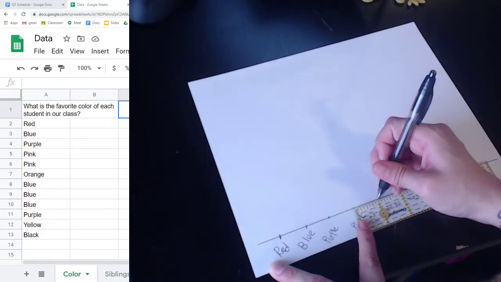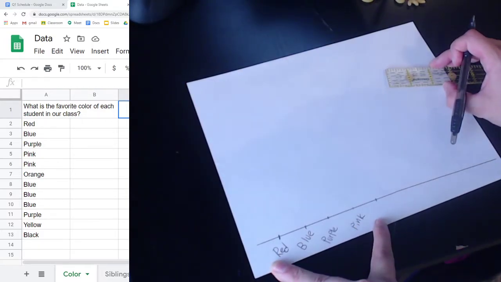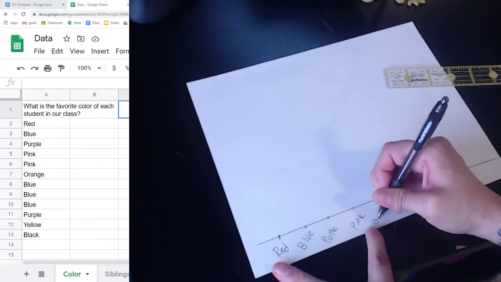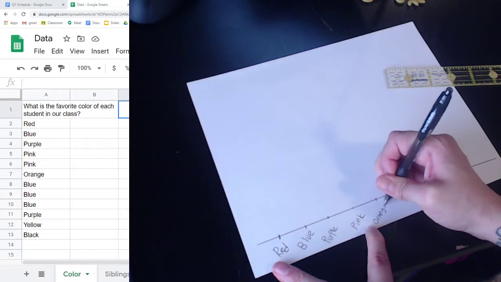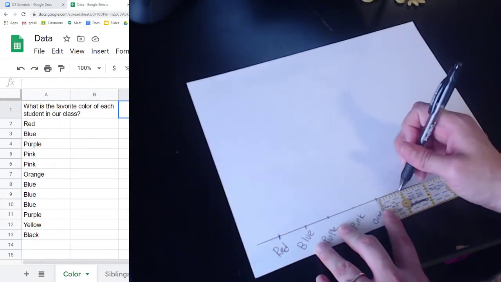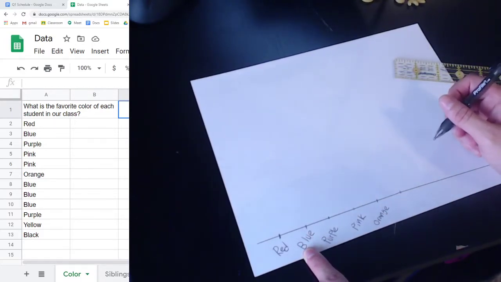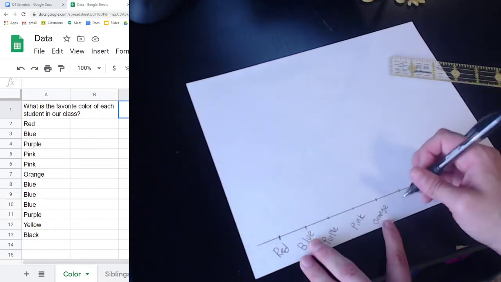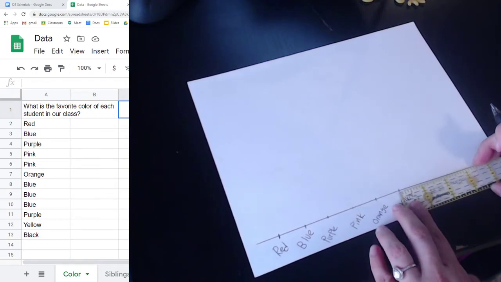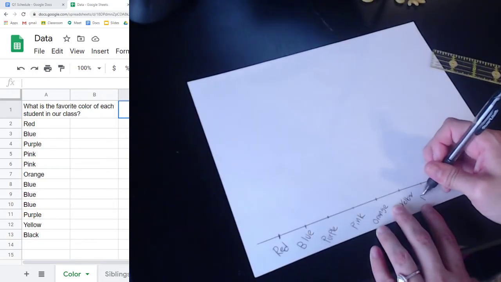After that, I see pink again, but pink already has a label, so I'm not going to write pink twice. I'm going to skip over that second pink and go to orange. After orange is blue, but again, I already wrote down blue. Blue is down here, so I'm going to skip all the way down, past purple, because purple's right here, to yellow. And then lastly, our last color is black.